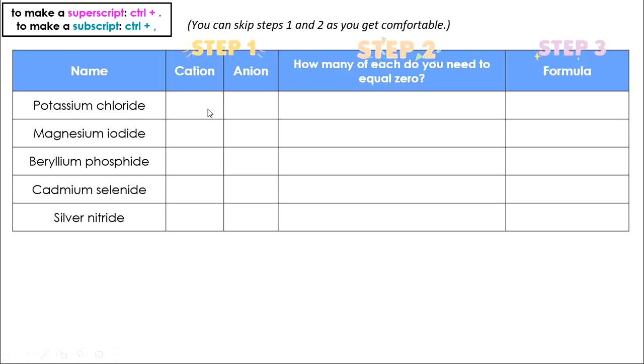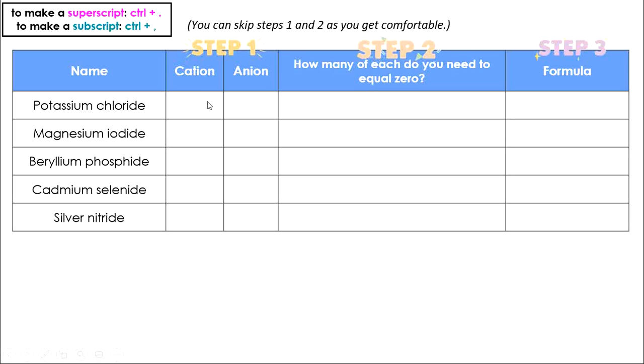So for these practice problems, again, you're going to follow the same steps. Step 1, write the symbol and charge for the cation and the anion. Step 2, how many of each do you need to equal 0? And then step 3, write the formula. Again, you don't have to write the 1 subscript because when you write the letter, it's already assumed that there is 1 atom of that particular element.